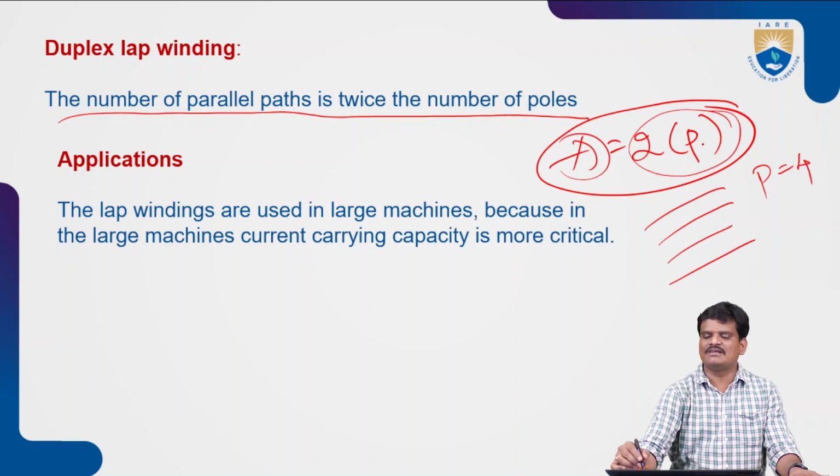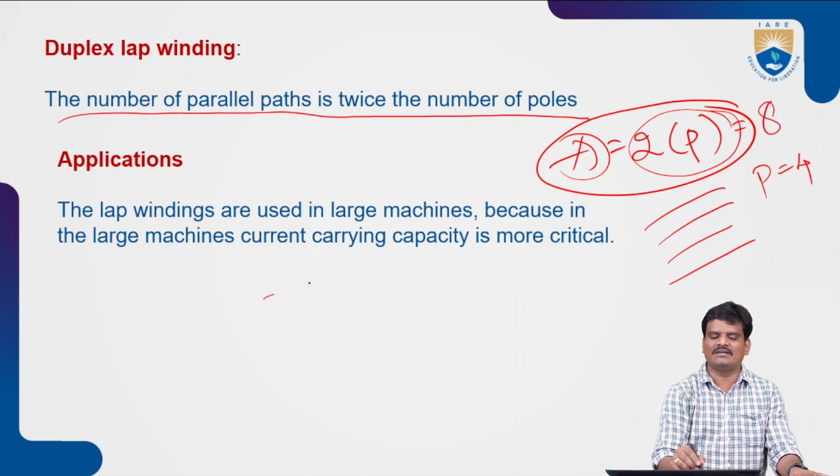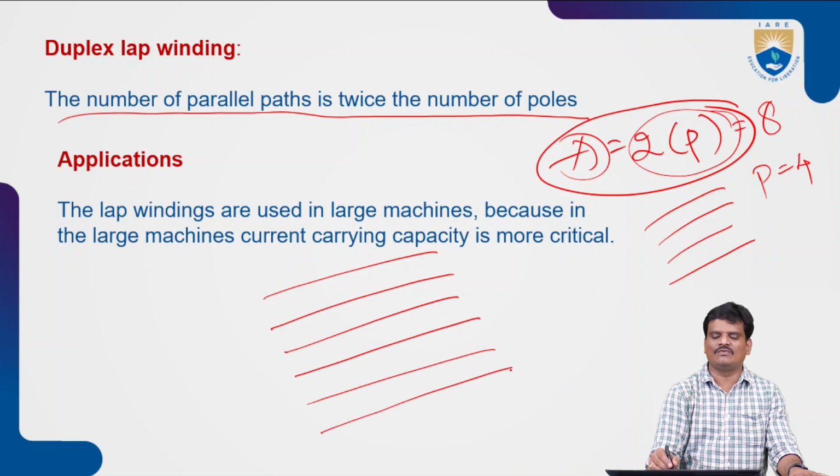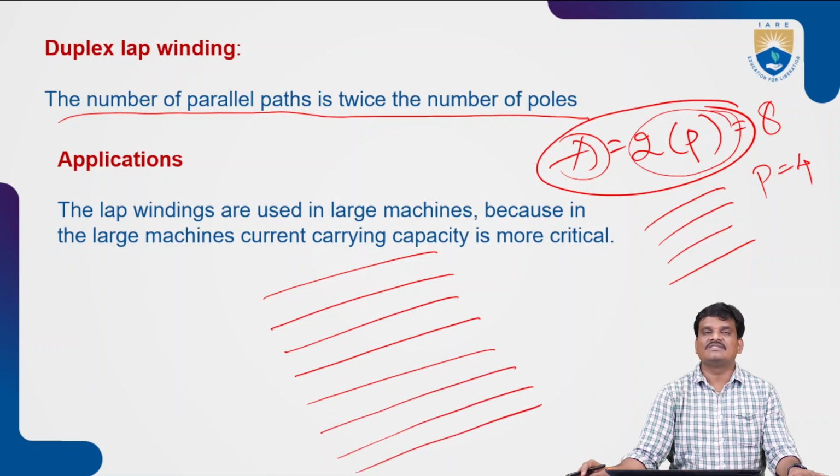2 times the poles. So if P is 4, what is the number of armature parallel paths? It should be 8. That is, the given winding can be divided into 8 parts like this: 1, 2, 3, 4, 5, 6, 7, 8. So this is the main difference.